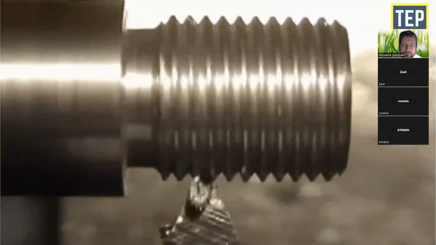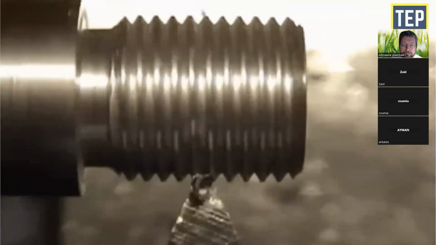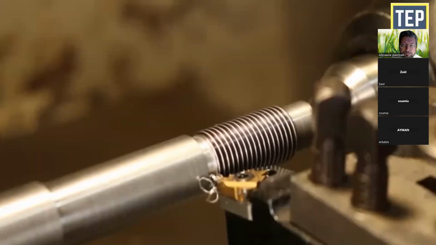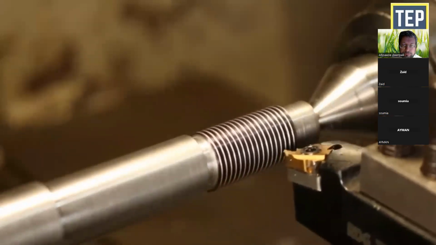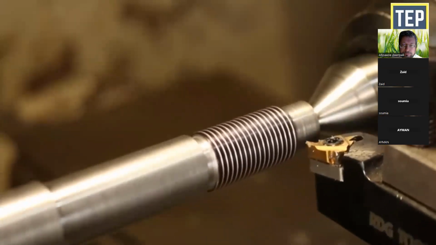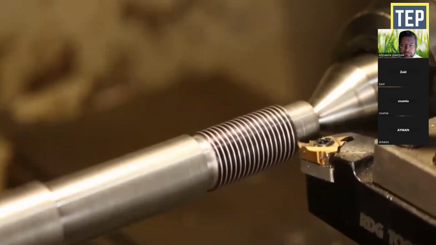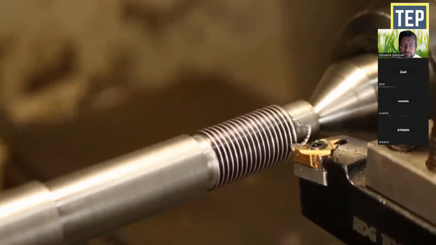Thread cutting. It is an important operation on the lathe to obtain continuous helical grooves or threads. When the threads or helical grooves are formed on the outer surface of the workpiece, it is called external thread cutting. When they are formed on the inner surface of the workpiece, it is called internal thread cutting.